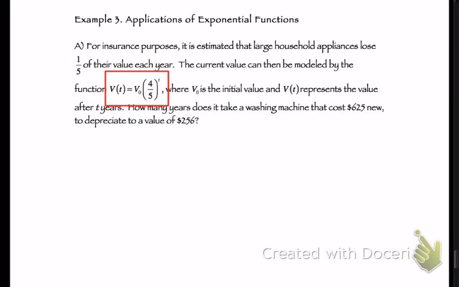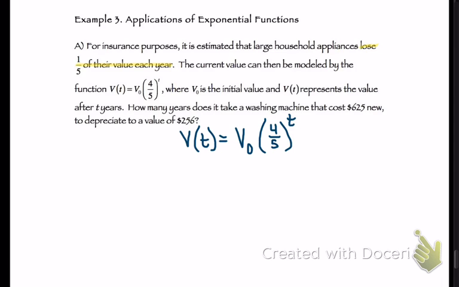So if I look at example 3, it says, notice that a large household appliance loses 1/5, so key, loses 1/5 of its value each year. The current value can then be modeled by that function that you have there. So what I'm going to do is write that function there. Notice V sub 0 is your initial value. V sub t is obviously the value after all is said and done. But where does this 4/5 come from?